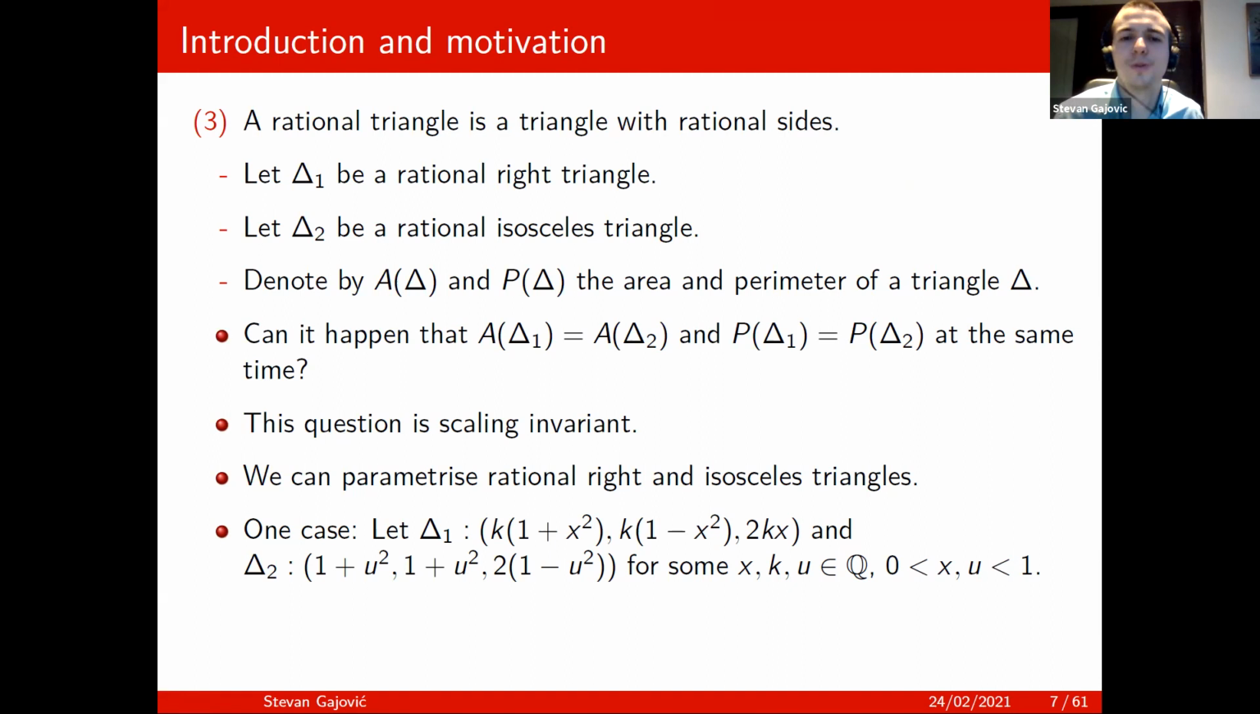And of course, we can write equations for it. If we consider two triangles, we can scale them, and the ratio of their areas and perimeters will stay the same.